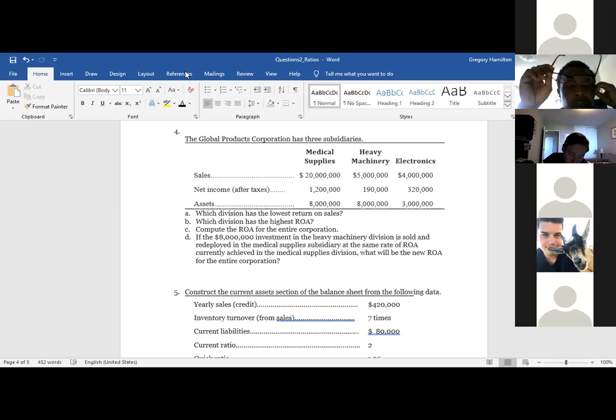Professor, for C, for computing the ROA of the entire corporation, do we just take the average of the 3 divisions? You probably could get the correct answer if you do the weighted average, but it's maybe easier to do it another way. So it's up to you. Well, I don't think you could do a simple average and get the correct answer. I think you would have to go for a weighted average. How would we compute it then? Well, you could know what the total assets are, right? And you could also know what the total income is. Oh, I see. My bad. Yep, that makes sense.